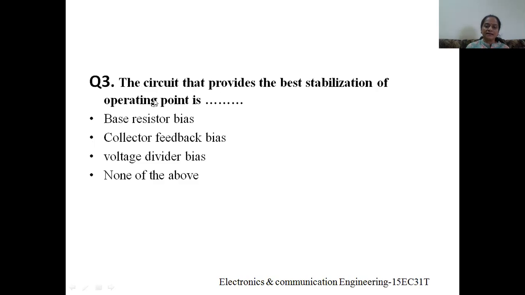Next, question number 3. The circuit that provides best stabilization of operating point. What is stabilization? Change in IC because of change in reverse saturation current. That is nothing but stabilization. In order to provide stabilization, we go for biasing. So previously we studied the most important and widely used method of biasing, that is nothing but the voltage divider bias. So the circuit that provides best stabilization of operating point is voltage divider bias.